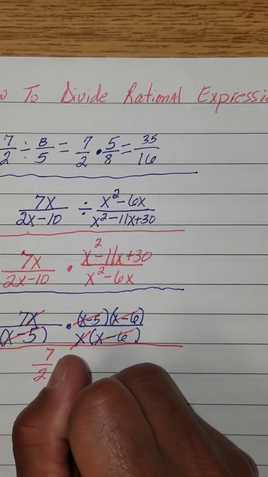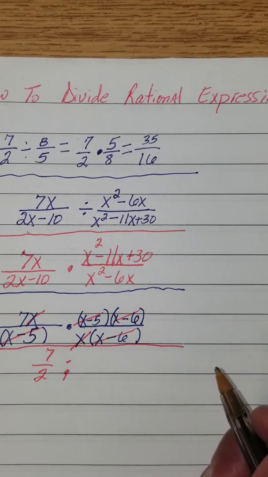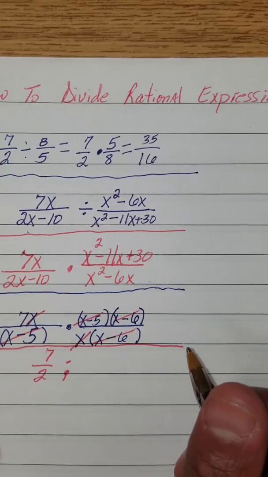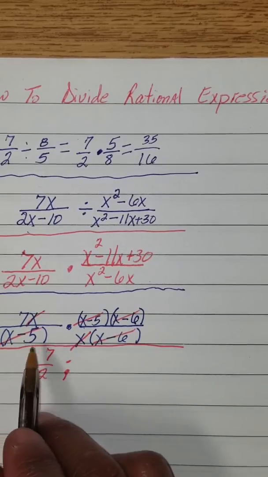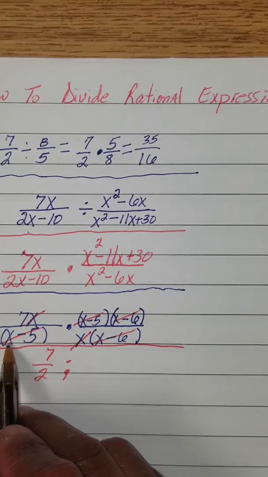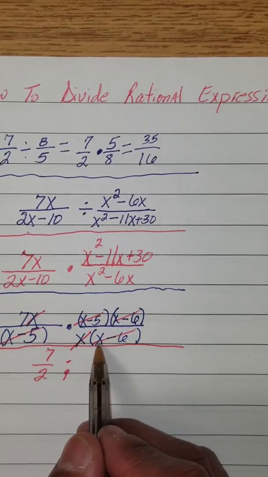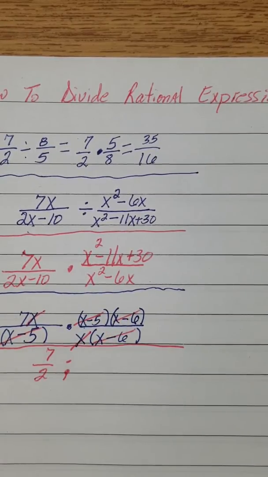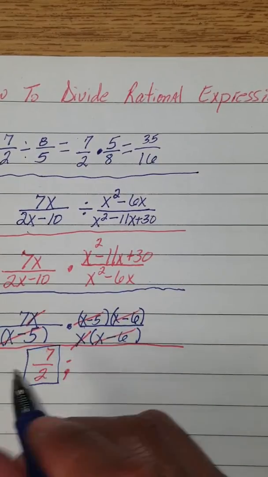As part of my final answer. Notice I put emphasis on the word part, because to get the remaining part of our answer, we need to take every quotient that we divided by. In this case, we divided by the expression x minus 5, because x minus 5 went into itself. We divided by x, because x went into itself. And we divided by x minus 6, because x minus 6 went into itself. This is how we will get the remaining part of our answer. So part of our answer right now is 7 over 2.